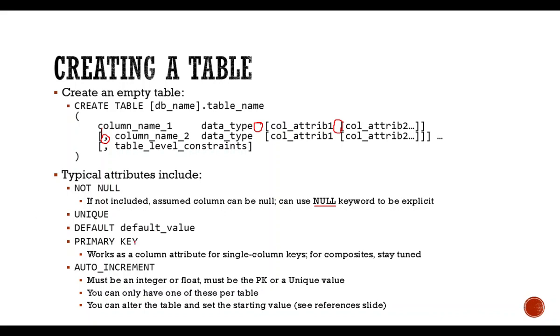You can also say primary key is one of the attributes. This will only, though, work for single column keys. If you're going to do composites or foreign keys, we'll learn that later. But for a single column primary key, which is really typical in a lot of tables, you can simply say primary key. You can also say auto_increment to make that column be auto increment.